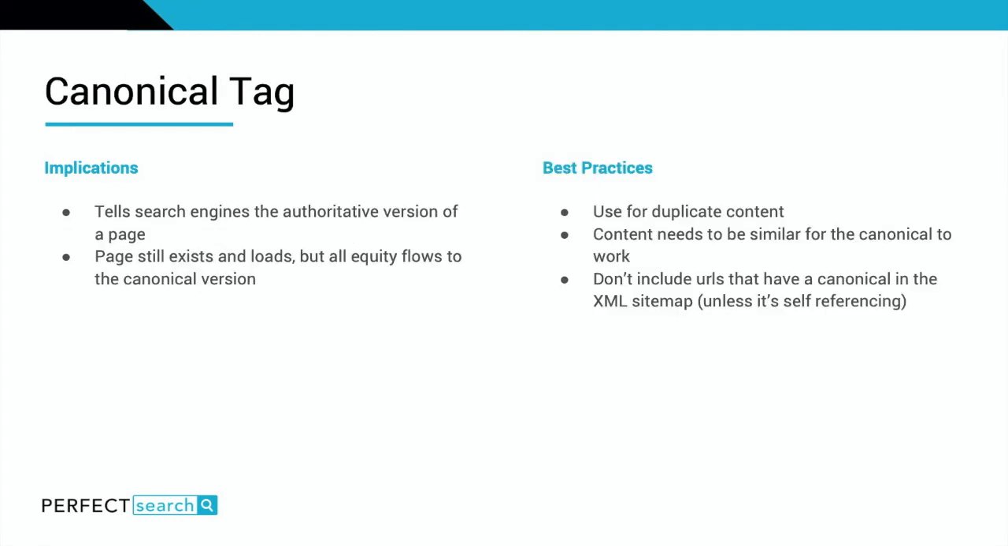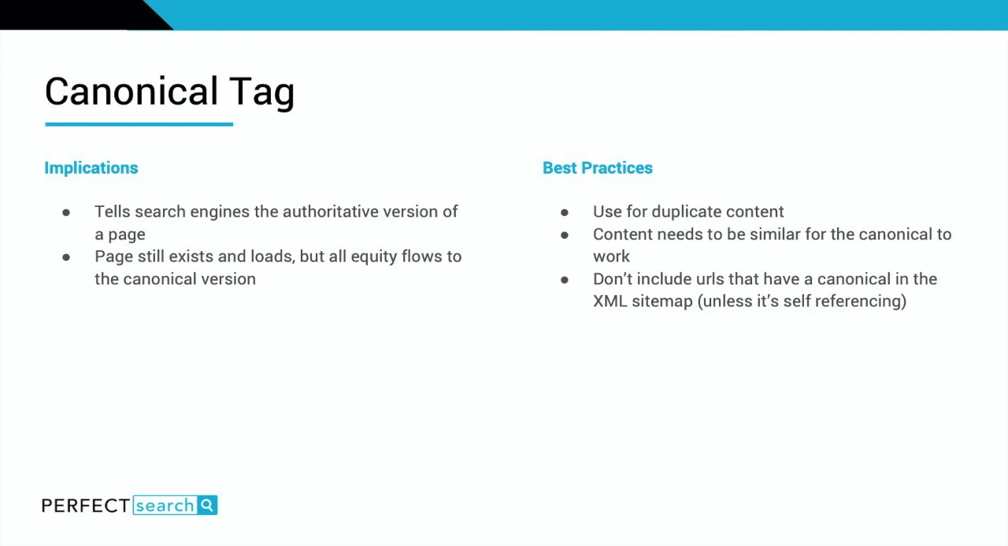So the next tag that we'll talk about is the canonical tag. A canonical tag tells search engines the authoritative version of a page. The purpose of doing this is to try and remedy duplicate content. You can use a canonical tag to tell search engines which page is the most authoritative version, which page you want all of the equity to flow to.